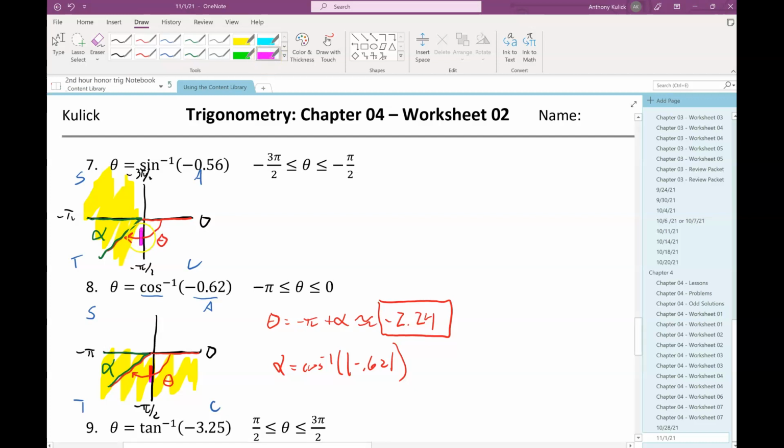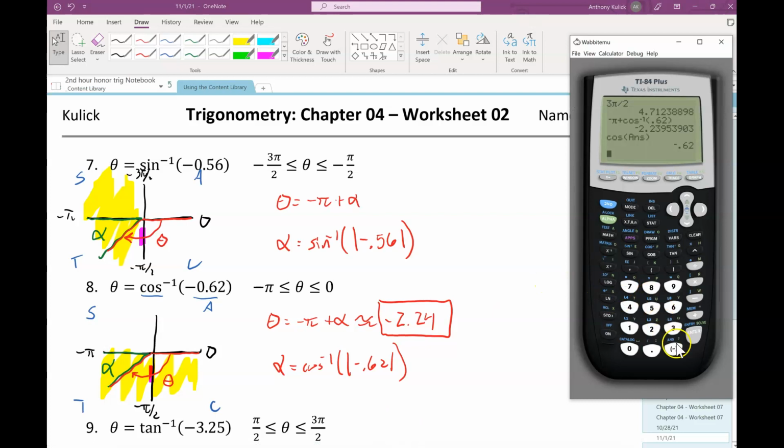Again, because the last axis we passed through was vertical, and because theta is negative, we're going to be adding alpha this time, where alpha is sine inverse of the absolute value of negative 0.56. Again, when I type this into my calculator, I never type the absolute values. I just do that in my head, because dropping a negative sign is pretty easy. So I have negative 255.